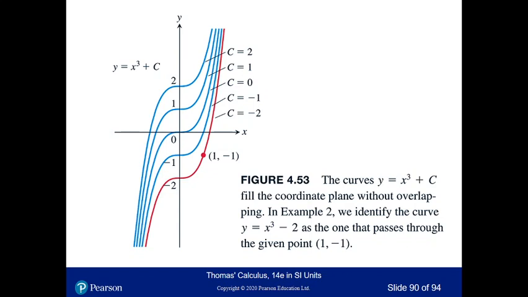3x squared, so little f is 3x squared, the antiderivative is x cubed plus C, and this is a family of such curves. As you change C, they don't overlap, as you would see, right? It's a good picture to see what's happening.